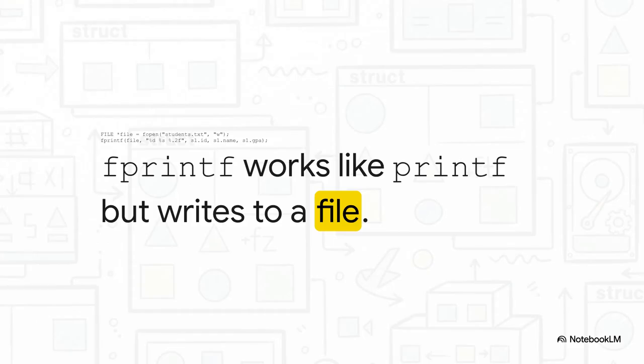So here's how we actually write our students' info to a file. We use fopen to either create or open a file called students.txt in write mode. Then we use fprintf. Now this function is going to look really familiar because it works almost exactly like printf, but the first thing you give it is that file pointer. It just writes our nicely formatted student data right into the text file.